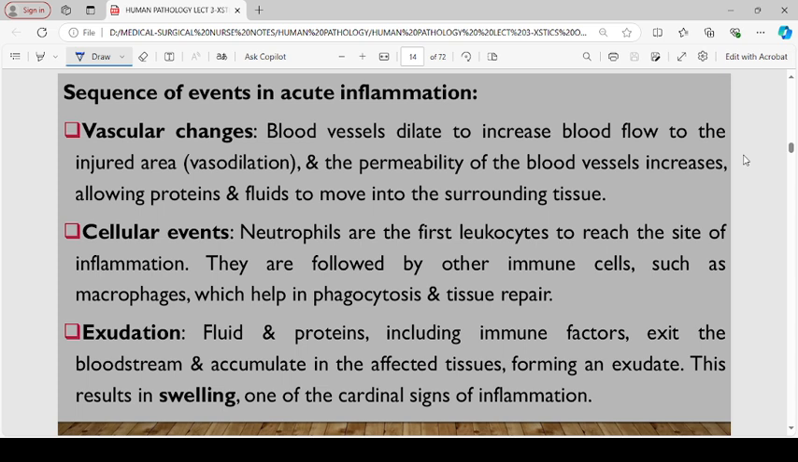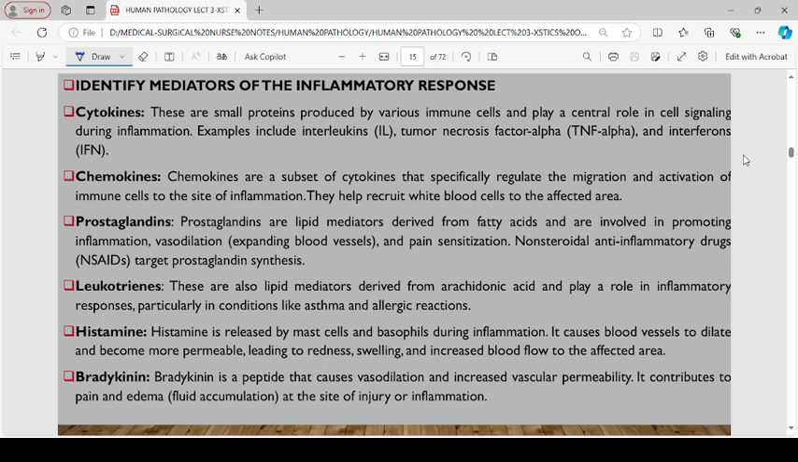This normally results in swelling, which is one of the cardinal signs that we have just discussed in our introduction, right? Okay, so what are some of these mediators that normally help aid the process of the inflammatory response? Well, we have a number of them. The first one is cytokines, which are small proteins produced by various immune cells and play a central role in signaling during inflammation. Let's say interleukins or the tumor necrosis factor alpha and other interferons, all of them mediate the inflammatory response.